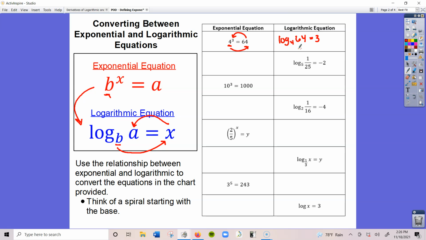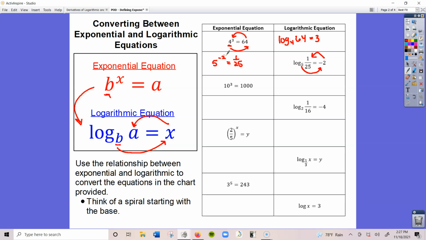So if I just had log base 4 of 64 is equal to, let's say, x, then what you're doing is you're trying to figure out 4 raised to what exponent gives me that 64. Now, if I want to translate this logarithmic equation into exponential, I would start with my base always, which is 5. And again, I'm going to do a spiral. Raised to the negative 2 is equal to 1 over 25.